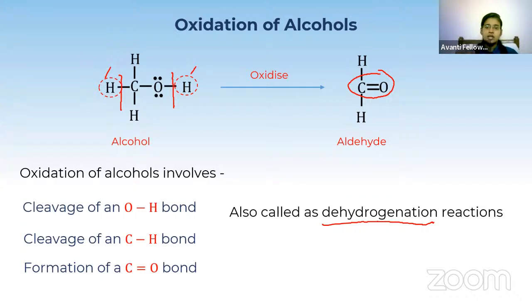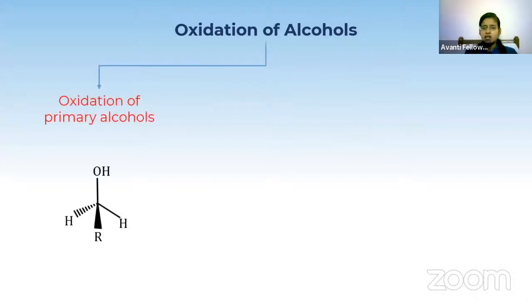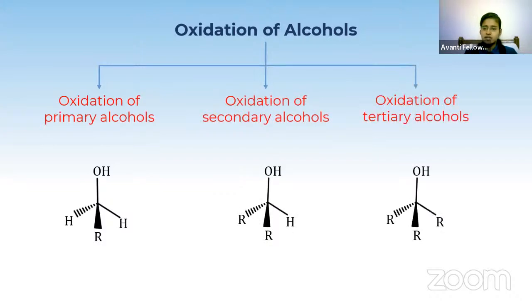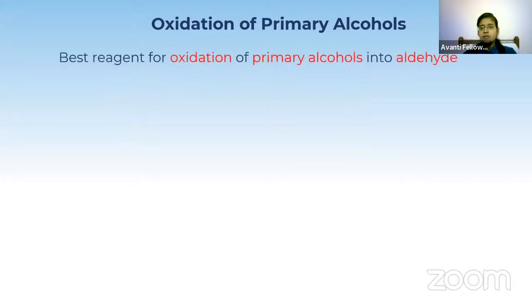Now let me go ahead with this concept. Let's do the reaction with primary, secondary and tertiary alcohols: oxidation of primary alcohol, oxidation of secondary alcohol, oxidation of tertiary alcohol. All the three types of alcohols can be oxidized. Let us see one by one. Let me start with the oxidation of primary alcohol. I'm going to list out the best reagents to oxidize the primary alcohol.